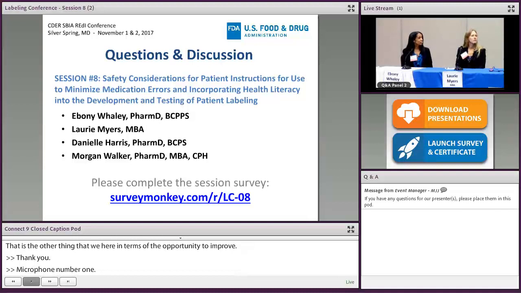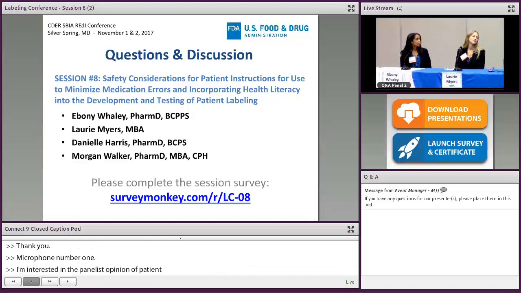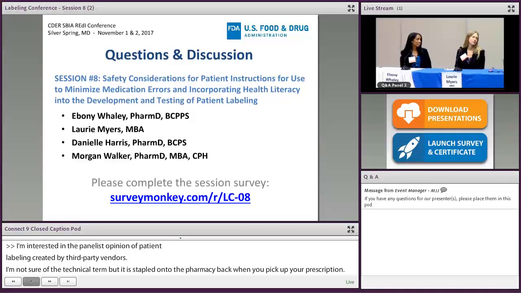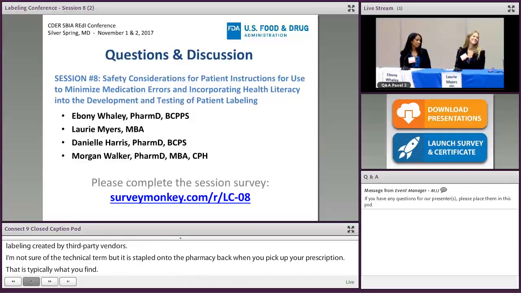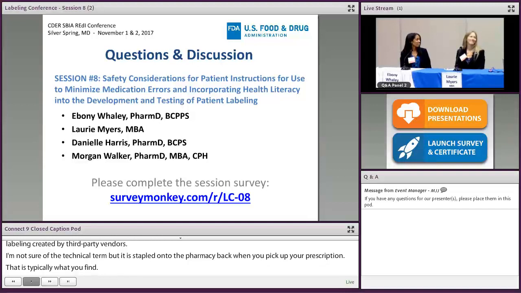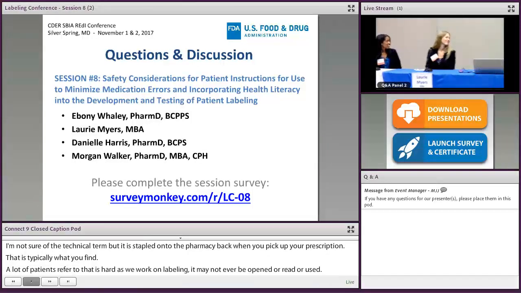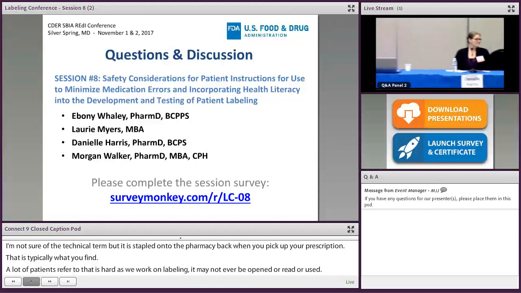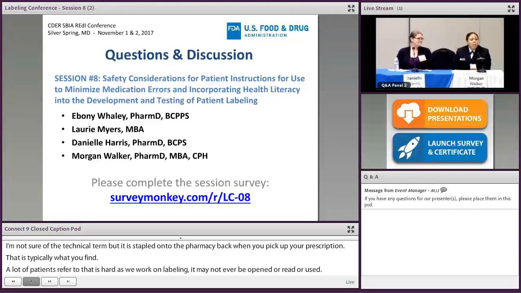Yes, I'd be interested in the panelists' opinion of patient labeling that's created by third-party vendors. I'm not sure of the technical term, but it's stapled onto your pharmacy bag when you pick up your prescription, and that's typically what you find that a lot of patients refer to. As hard as we work on our patient labeling, it might not ever be opened or read or used, but people are looking at that information that's not created by us. So just wanted to get your opinions.